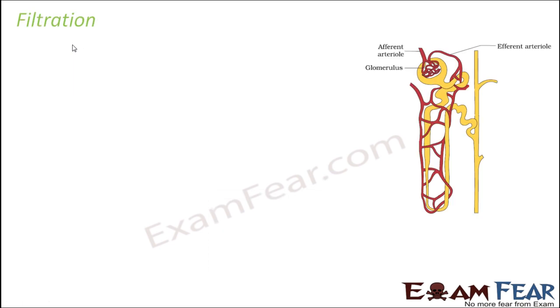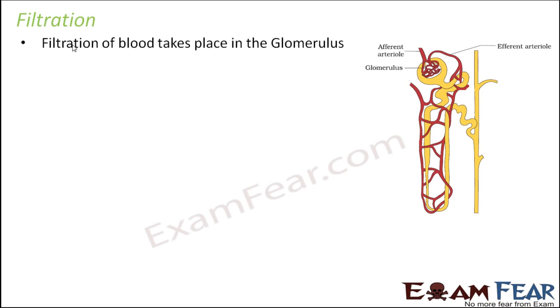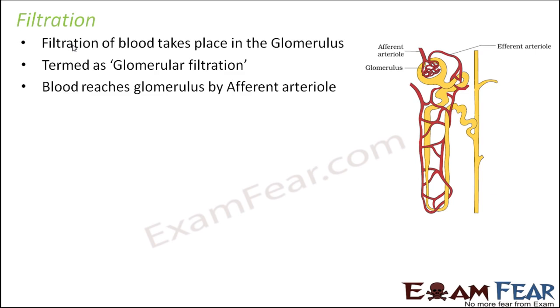Now we will understand the urine formation stepwise. The first step is filtration, the filtration of blood, which takes place in the glomerulus, and that is why it is also known as glomerular filtration. Here the blood reaches the glomerulus by the afferent arteriole. In this picture you can see the afferent arteriole, and it takes the blood inside the glomerulus. What happens when the blood enters inside the glomerulus?